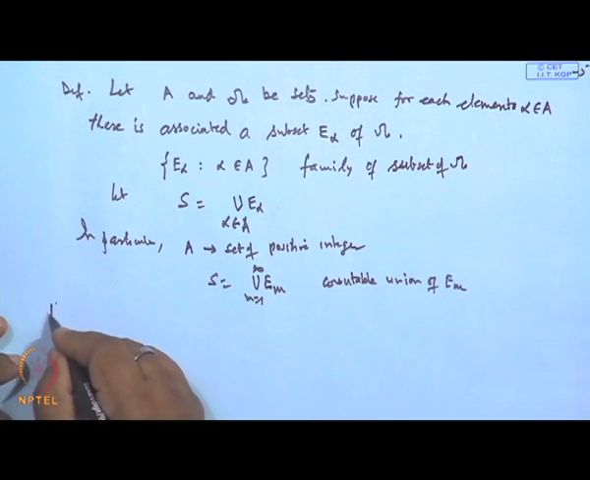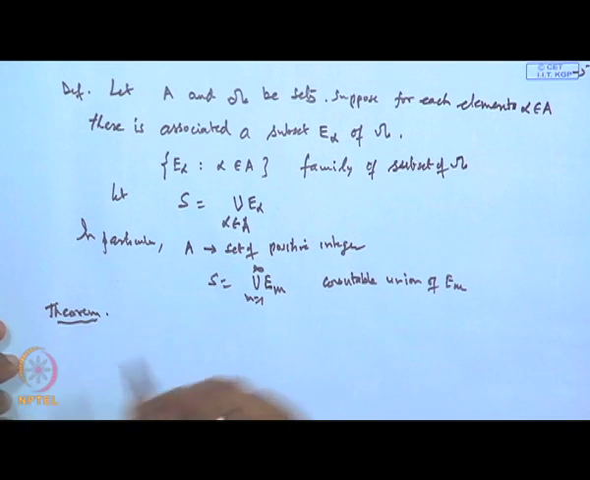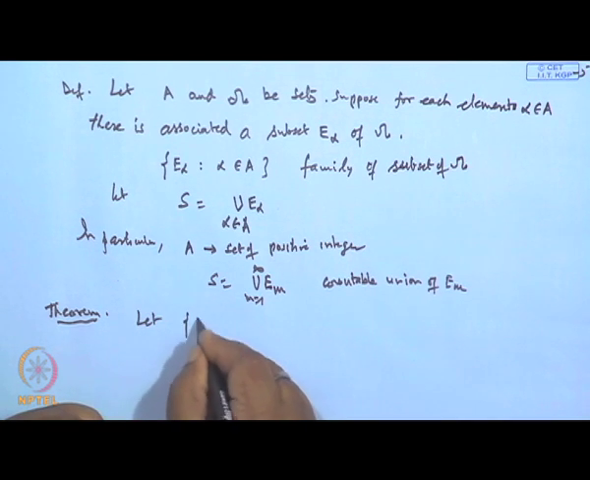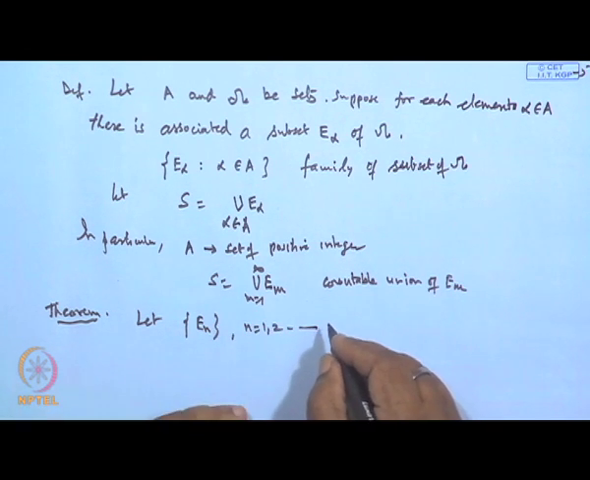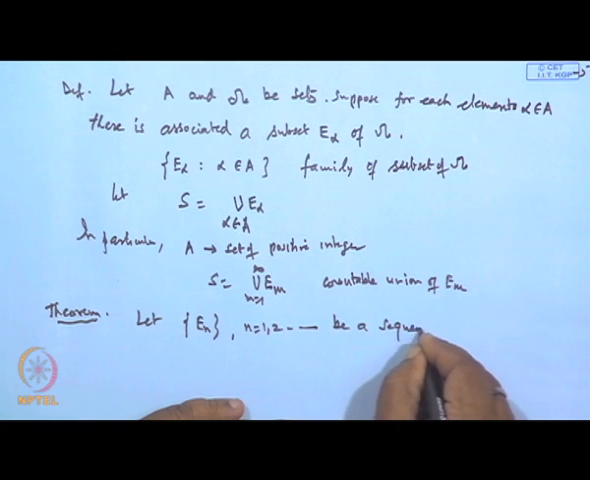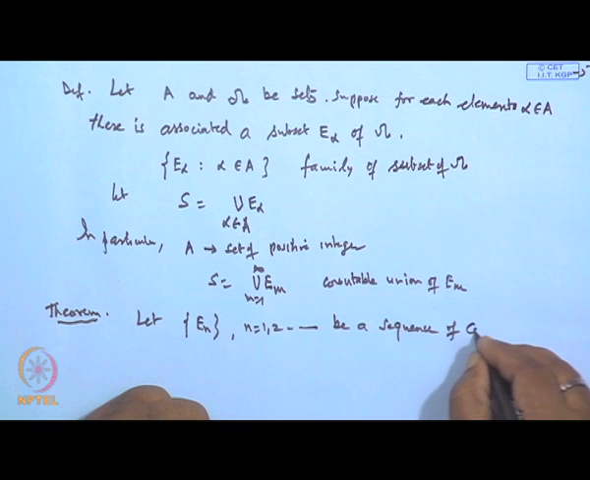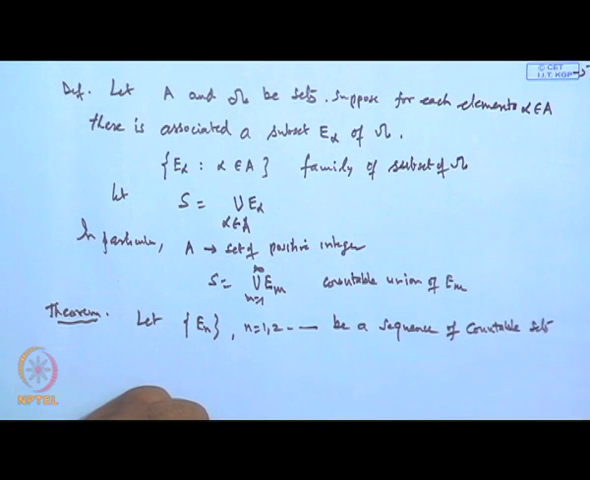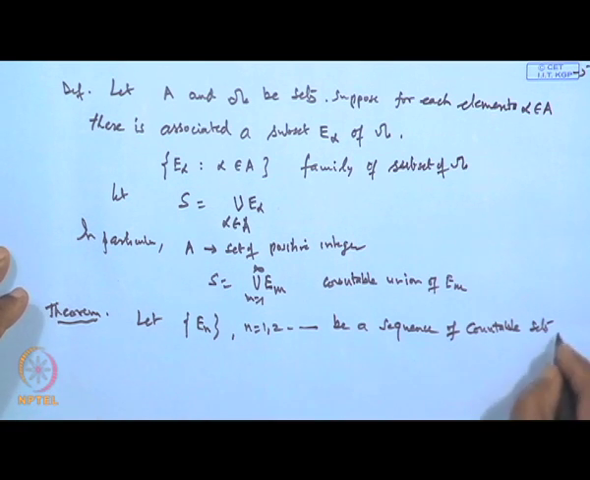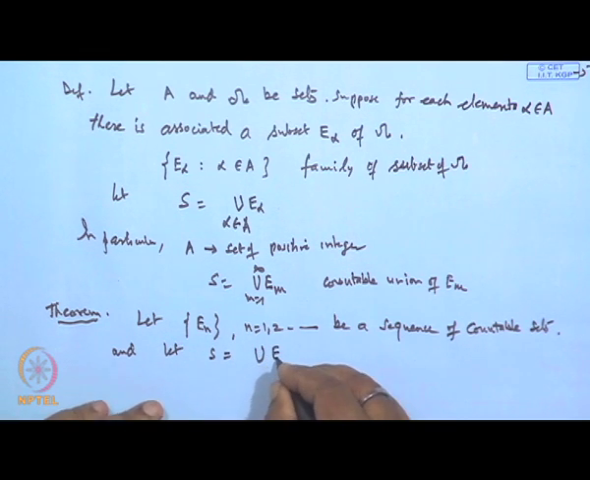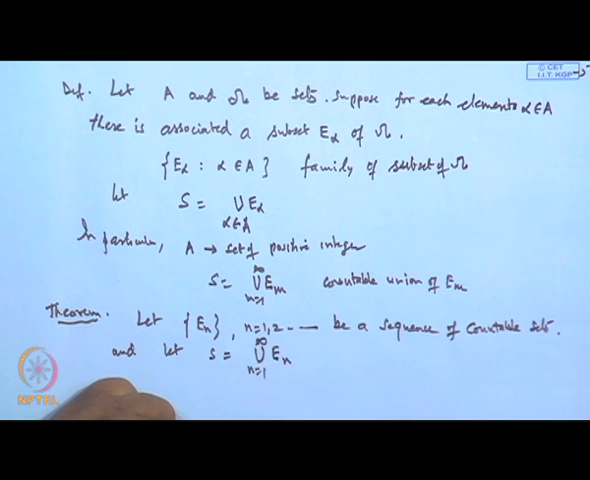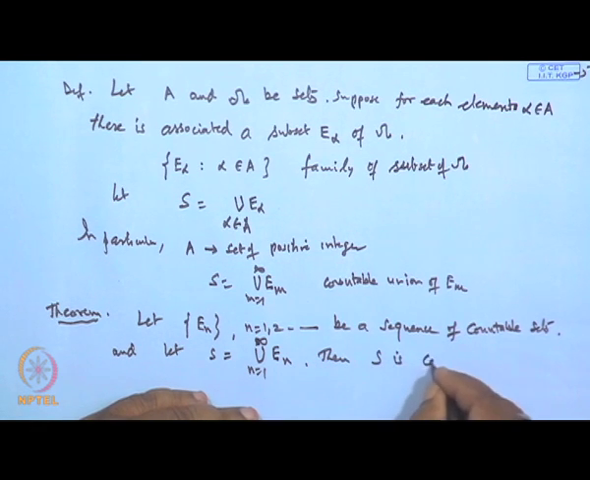Now, another result on the sequence of countable sets. Let us suppose E_n, n is 1 to infinity, be a sequence of countable sets, and let S be the countable union of E_n's, n is 1 to infinity. Then what we claim is that S is countable.